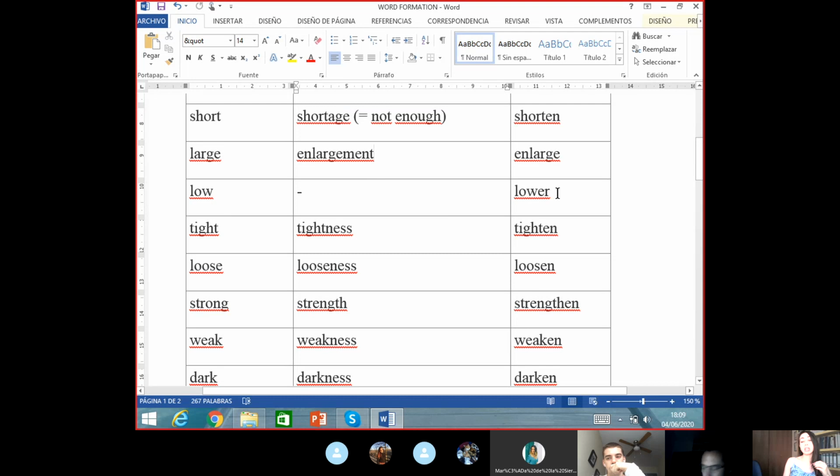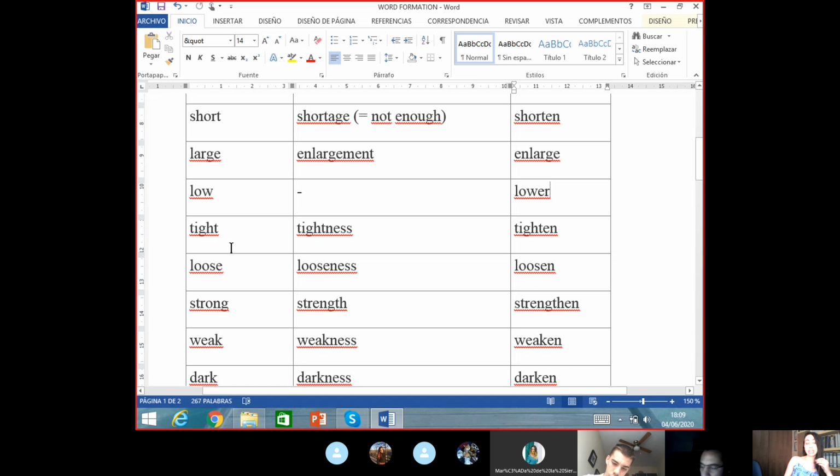The price of the dollar has lowered in respect to the euro, okay, has lowered. And you know that those are regular verbs, so you put ed. Okay.